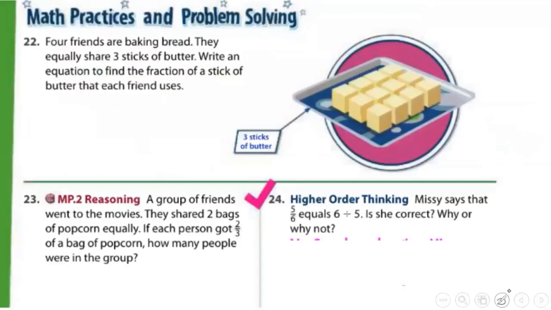Math problem solving. 4 friends are baking a bread. So we have 4 persons, 4 friends. They equally share 3 sticks of butter. Okay, so I will distribute the 3 butters over the 4 persons. Let's see.